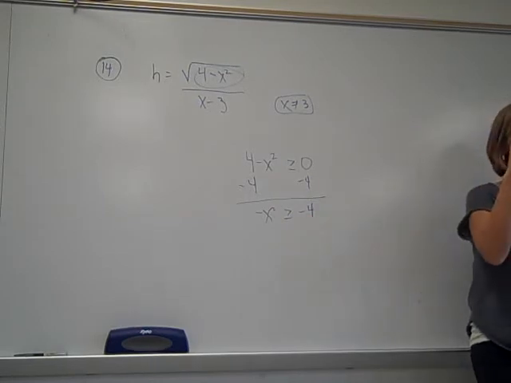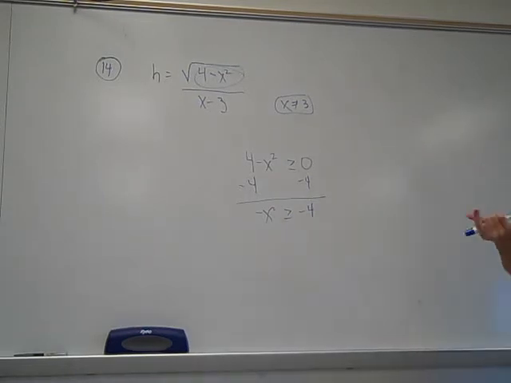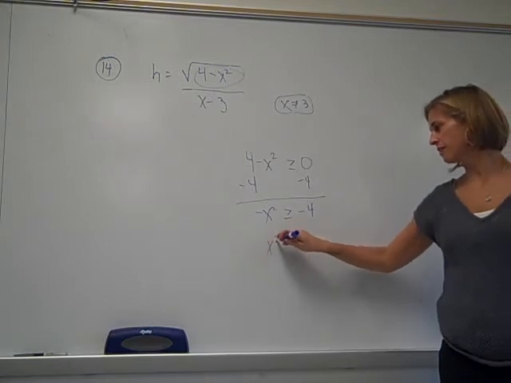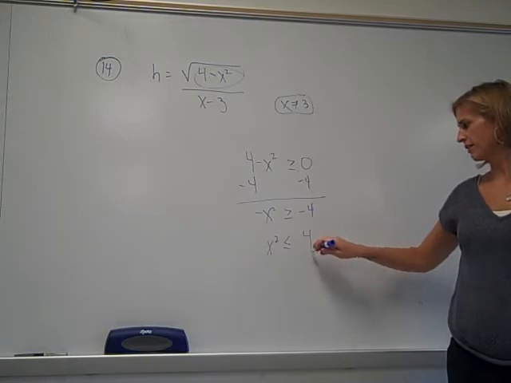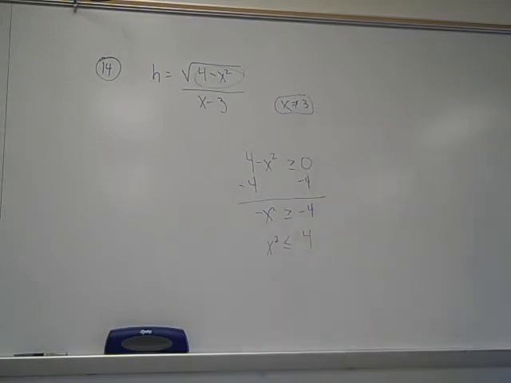What happens to the inequality? It switches, it flips. So you've got to remember that when I divide by negative 1 or multiply by negative anything, it switches. So then I'm like, okay, x squared has to be less than or equal to 4. And this gets really weird.